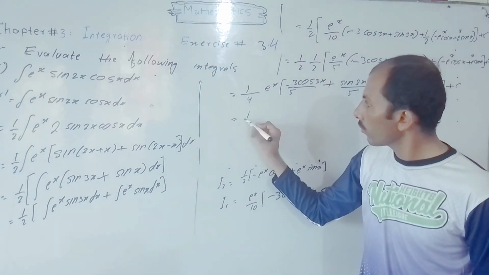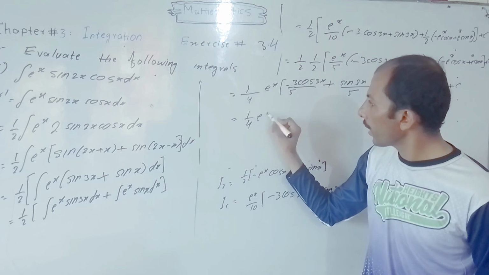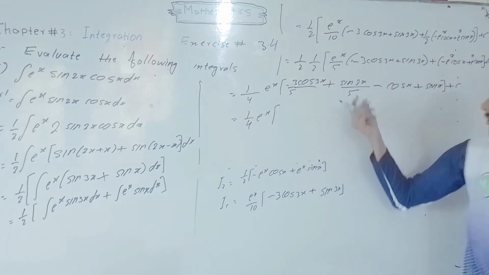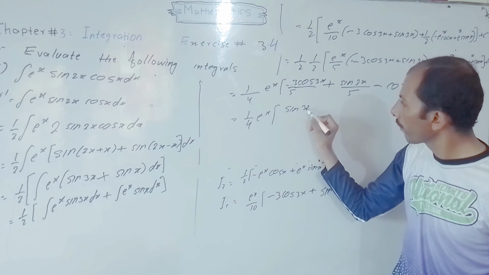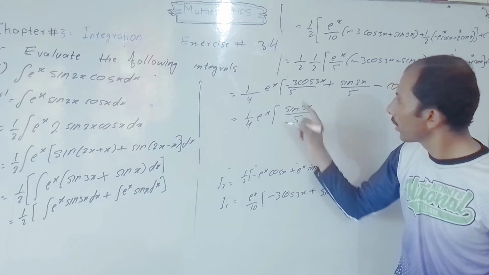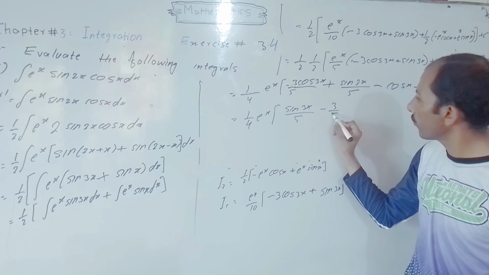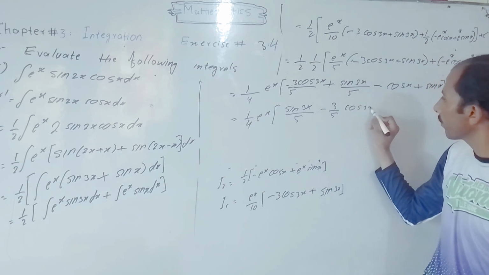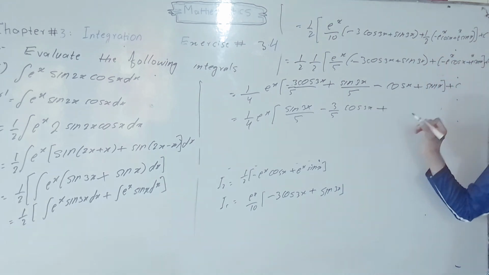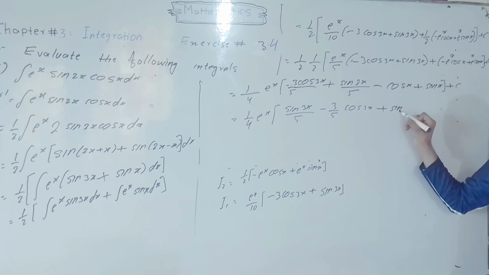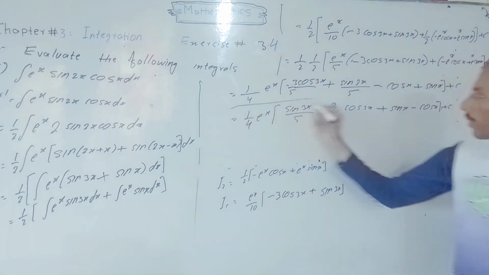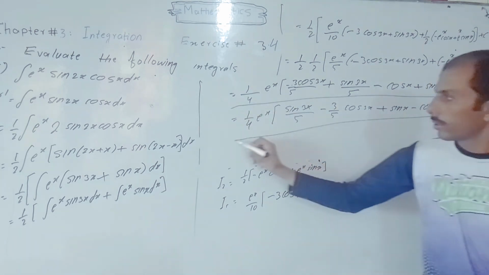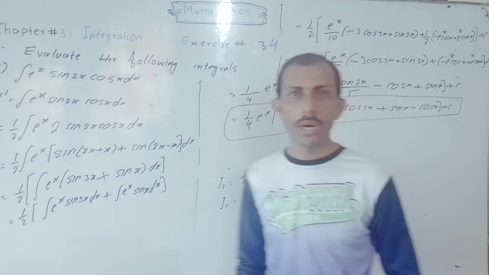which is equal to 1 divided by 4 e power x into sin 3x divided by 5, minus 3 divided by 5 cos 3x, plus sin x, minus cos x, plus c, which is the required solution.